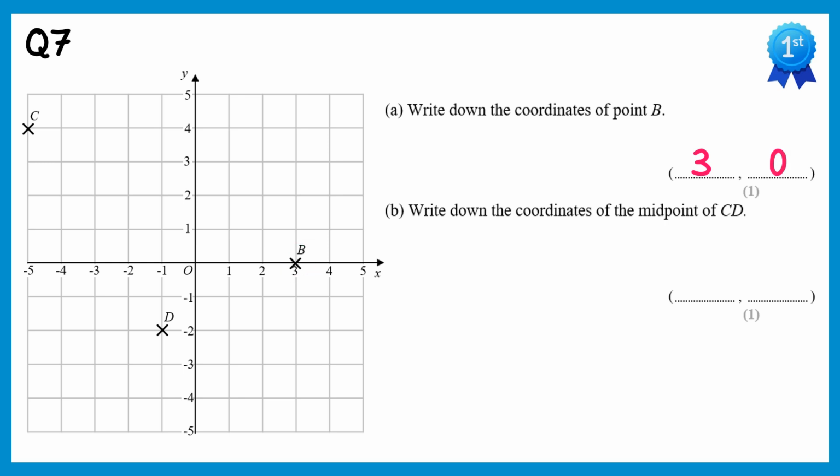For part B we need to write down the coordinates of the midpoint of CD. I find it's easier to connect up the point C and D first to create that line, and you should be able to see the midpoint of that line is exactly halfway along, which is here. To find the x-coordinate we'll go down to the x-axis down here, that's -3, and go across to the y-axis, that's 1.